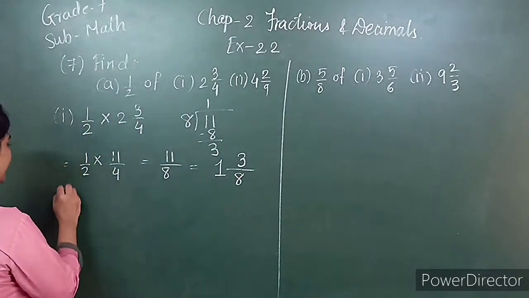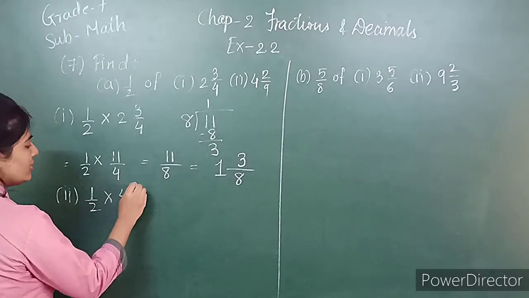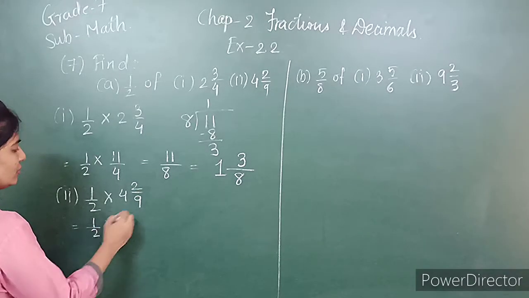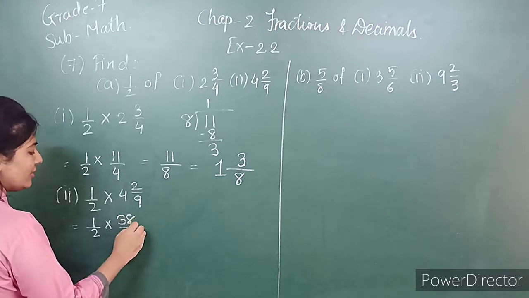The second one, 1 by 2 of 4 2 by 9. So here 1 by 2 into 9 4s are 36. 36 plus 2, it is 38 upon 9.